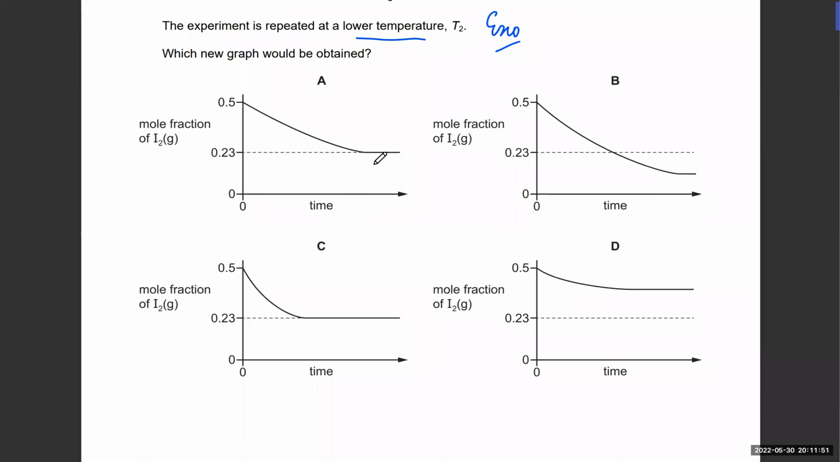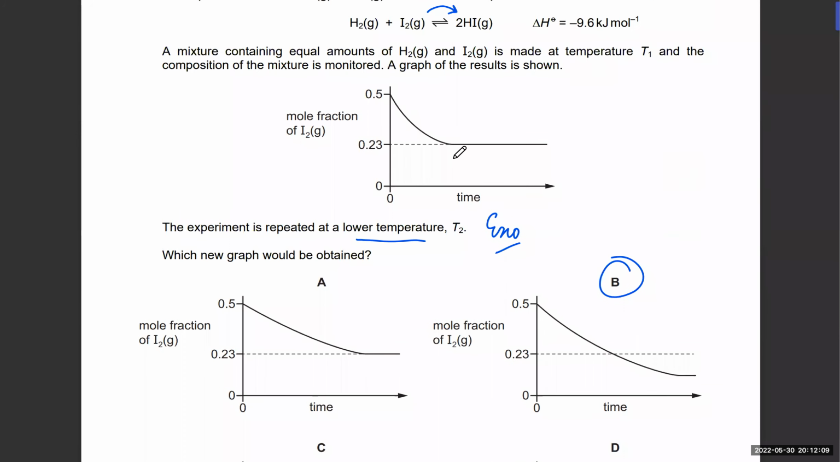So it's P, right? That's the only option here. Can somebody confirm it's P? We just figured out that there's going to be less I2 at equilibrium. Yes, it's P.